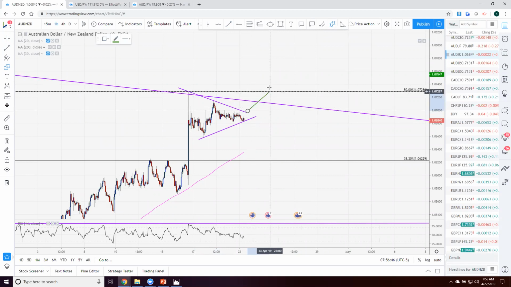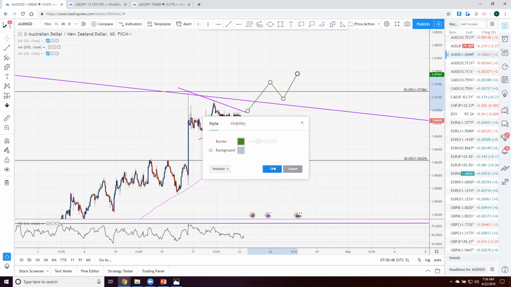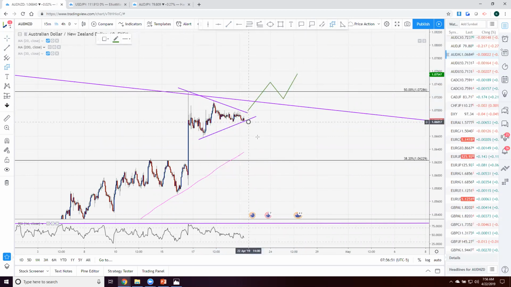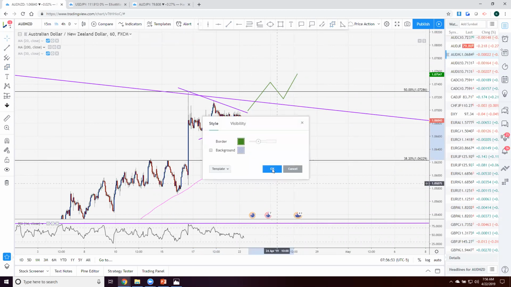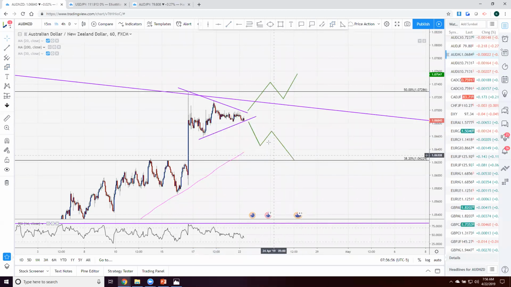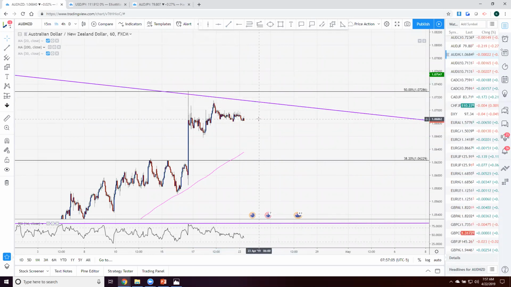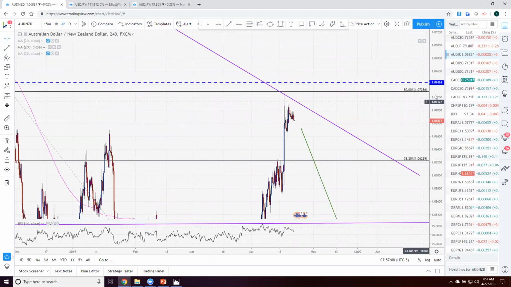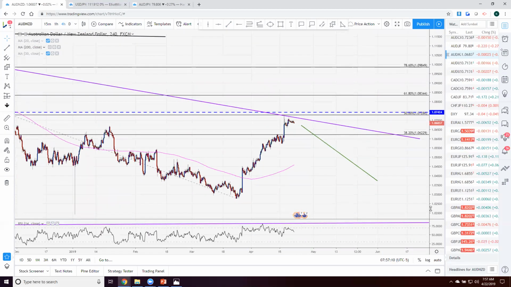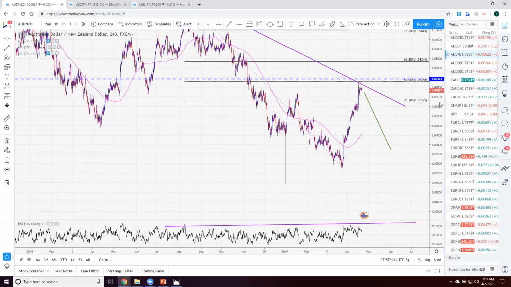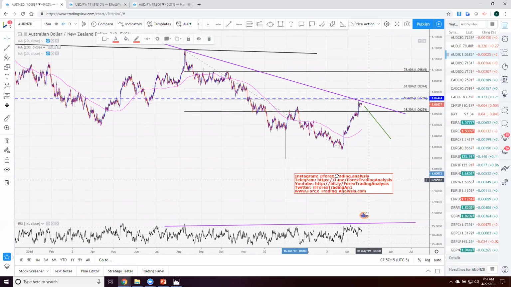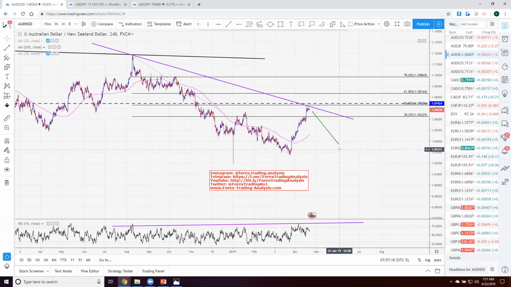So watch for breakouts this way, or you could break out that way. Just something to be aware of as you do your analysis and as you look at your charts and track and see what pairs do, even though you don't trade them. So that's Aussie, New Zealand. Not currently looking at anything on that at the moment to trade.